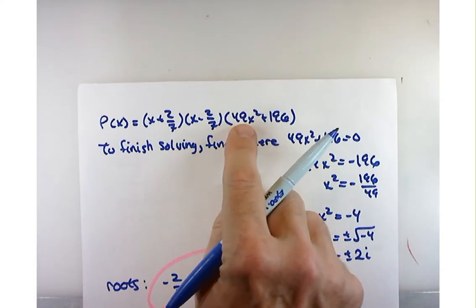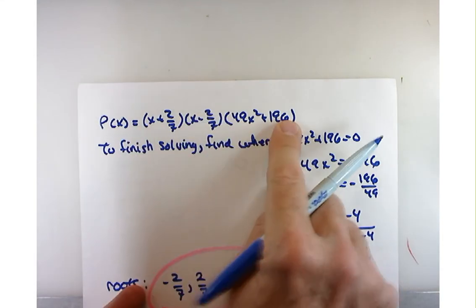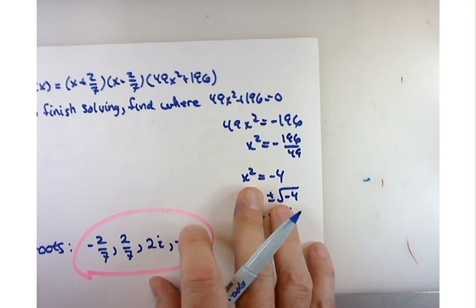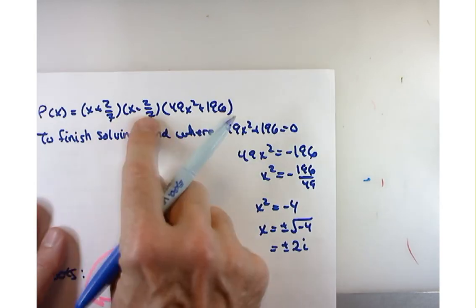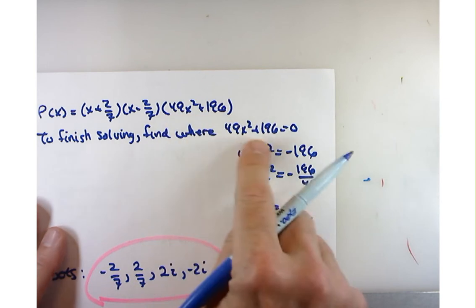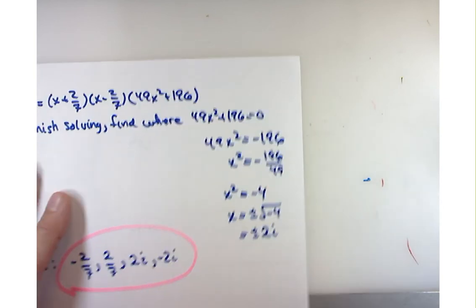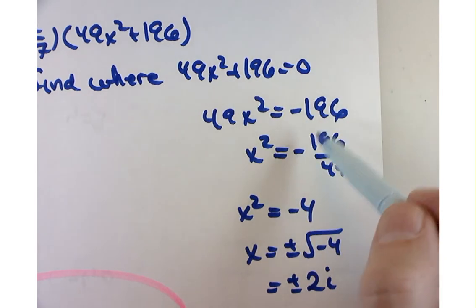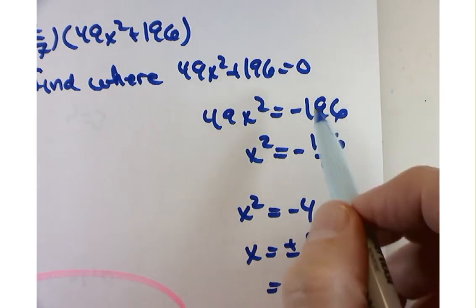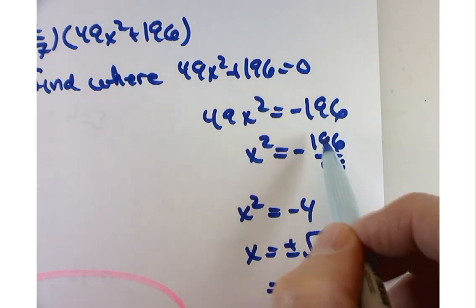Now, I didn't bother like I did earlier to peel off the 49, which is the GCF from here, and then clean these up. I just said, all right, I know where this is 0, I know where this is 0. To figure out where this is 0, I'll set it equal to 0 and solve using the square root property. Move that over, divide by 49.